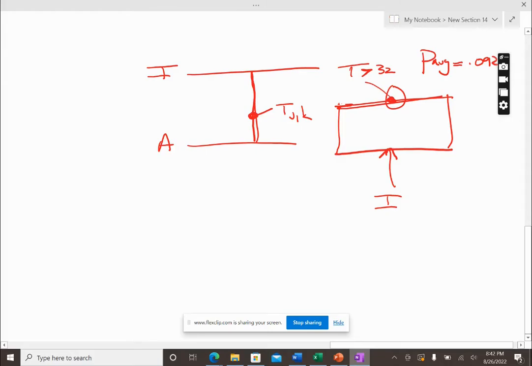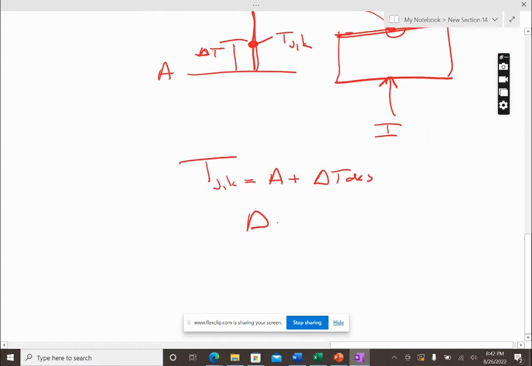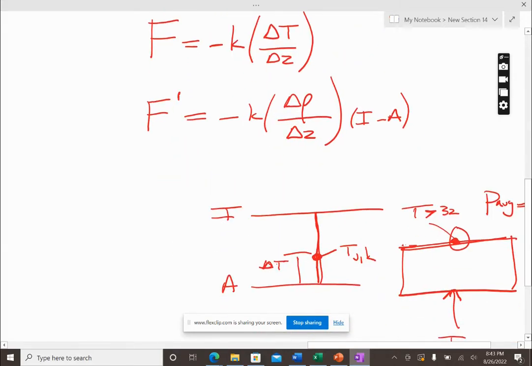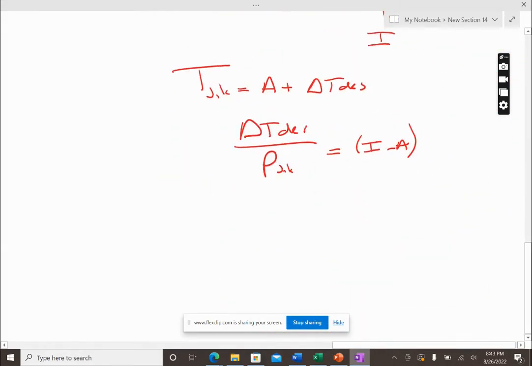But notice how the temperature is above the ambient. So thus we can write TJK as ambient plus some change. This right here is a change in temperature, so it's just the change in temperature design. And then we found that the change in temperature design over P, using the original formula, equals the heating load. This is just from the prediction we solved for in the equation I showed in the previous video.